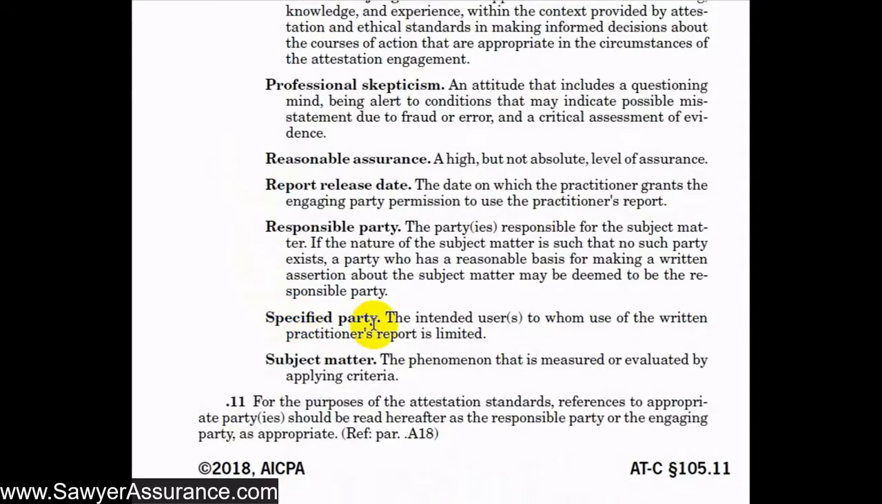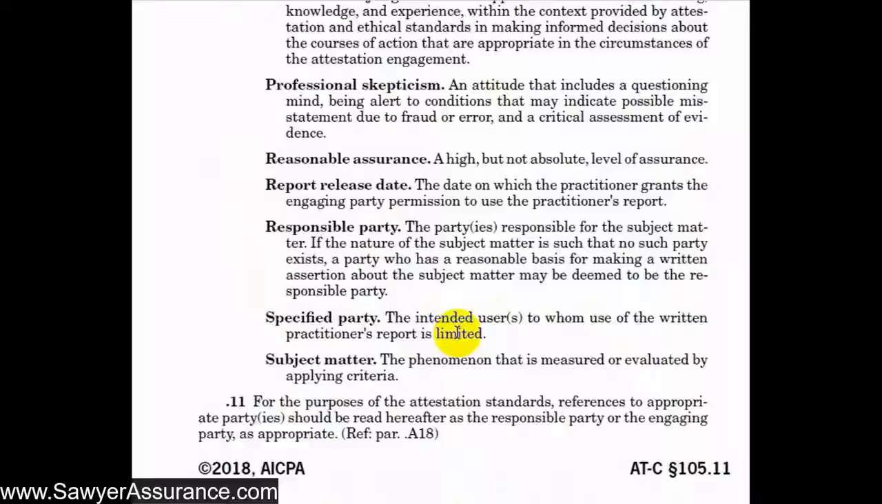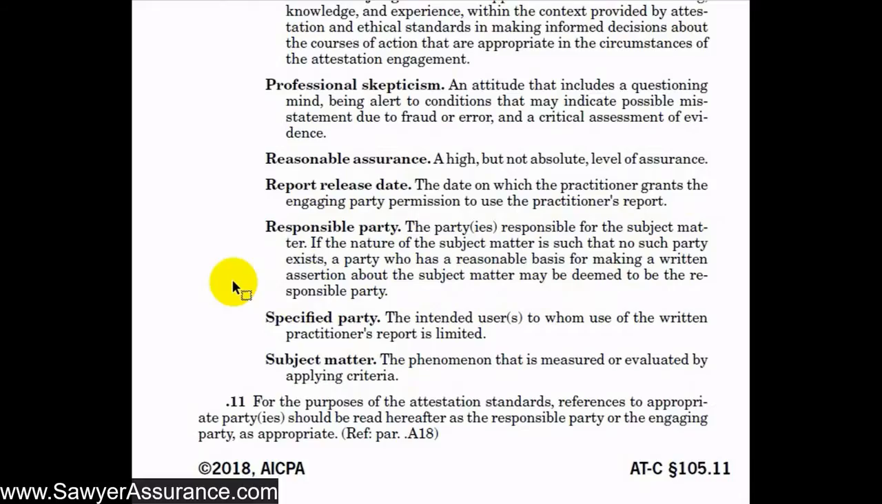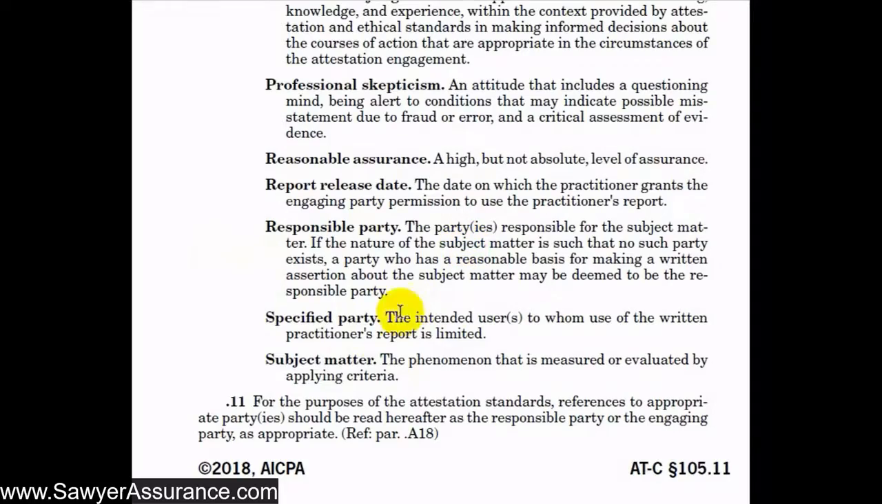The specified party is the intended user to whom use of the written practitioner's report is limited. The subject matter is the phenomenon that is measured or evaluated by applying the criteria. And the responsible party is a party responsible for the subject matter. So if the nature of the subject matter is such that no such party exists, a party who has a reasonable basis for making a written assertion about the subject matter may be deemed to be the responsible party. Okay, so now that we have that understanding of several different definitions, I know that was quick, but as we get into the meat of this, we will begin to understand each of these terms a little better.